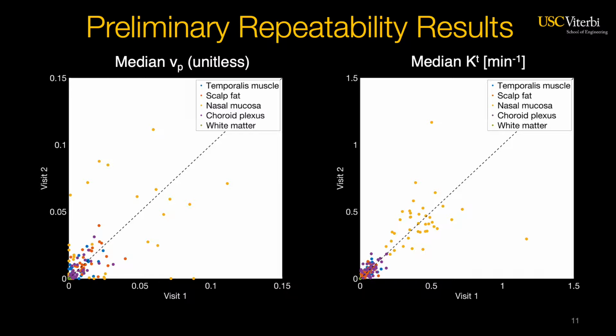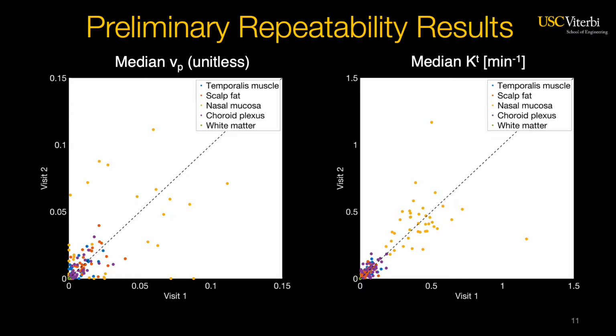This slide shows preliminary repeatability results for the median of tracer kinetic parameters for each of the 5 reference tissue ROIs. On the left-hand side, preliminary results for Vp are shown, right shows Ktrans. Each dot indicates a pairwise comparison between 2 out of the 3 visits for each patient using the Sparse SENSE framework. Different colors correspond to different tissues.